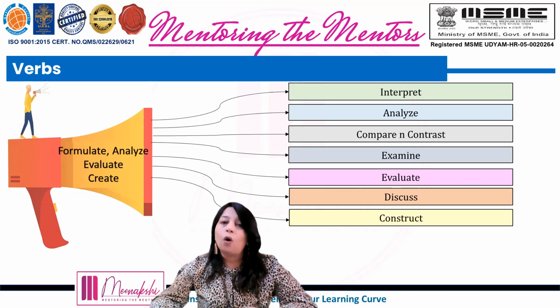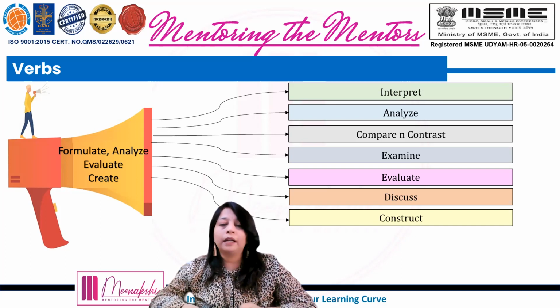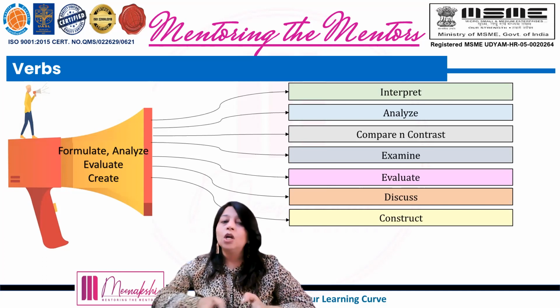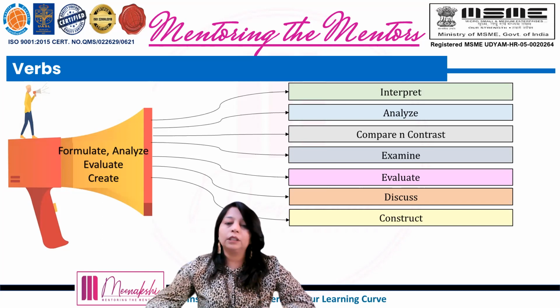And going ahead with the HOTS, that is higher order thinking skills that are based on formulation, analysis, evaluation, and creation level. There are a few words given. Verbs are interpretation, analyze, compare and contrast, examine, evaluate, discuss, or construct. So you have to frame the questions using these verbs when you are doing the same for your periodic test, for your midterm test, or any other assessment that you are taking. So make sure you take care of this weightage.